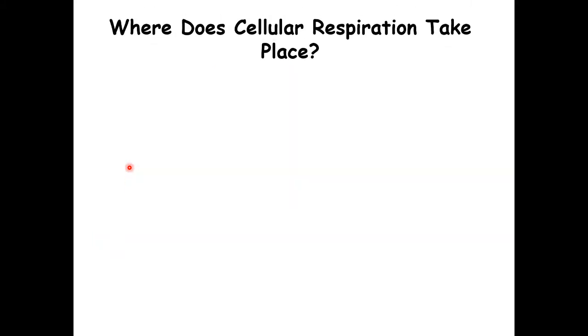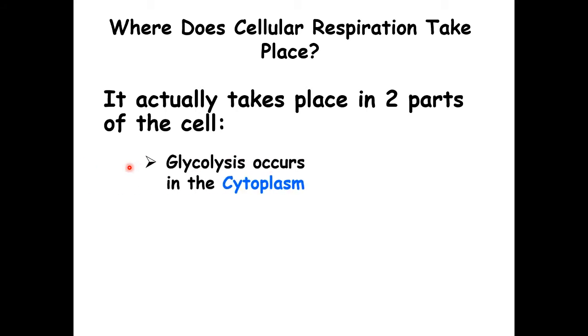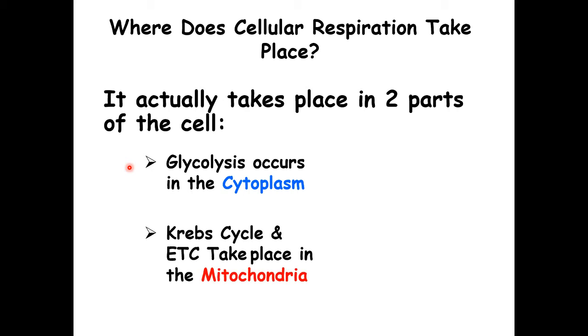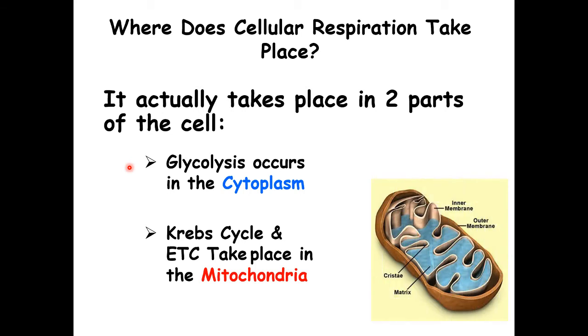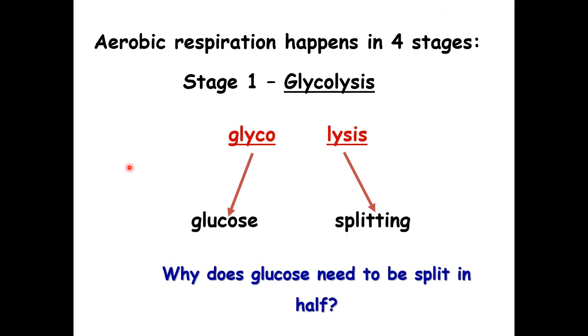Let's talk about glycolysis first. Cellular respiration actually takes place in 2 major locations inside a cell. Glycolysis is the only step that happens outside the mitochondria, in the cytoplasm, and the other 3 steps happen in the mitochondria. Like I said, glycolysis splits glucose apart. That's why it's called glucose splitting. Why do you think glucose needs to be split as the first step of the whole thing? Any guess?